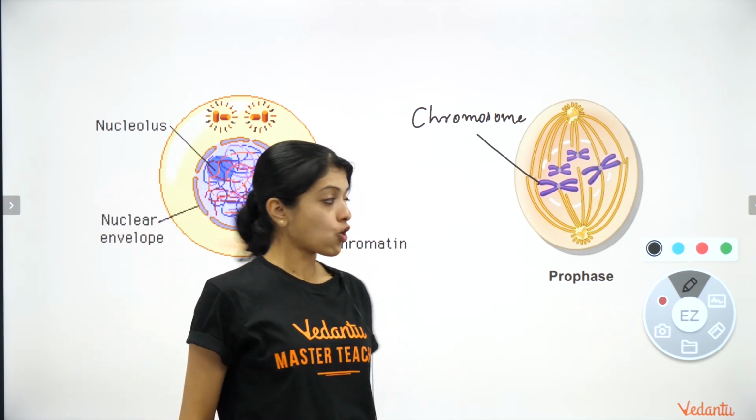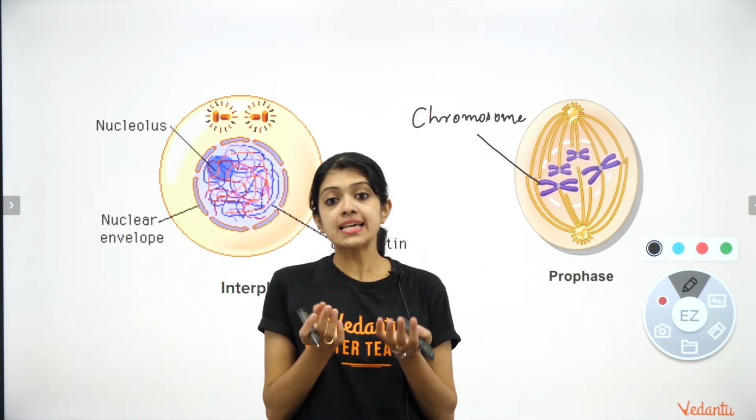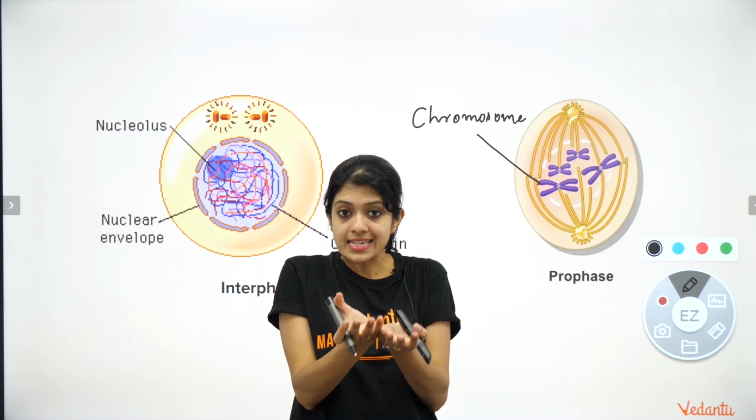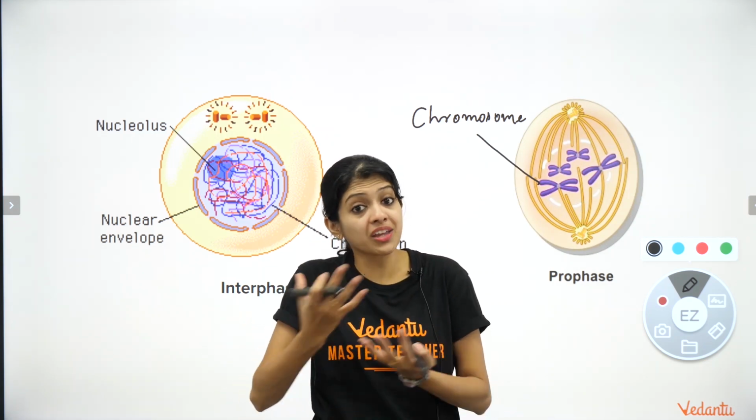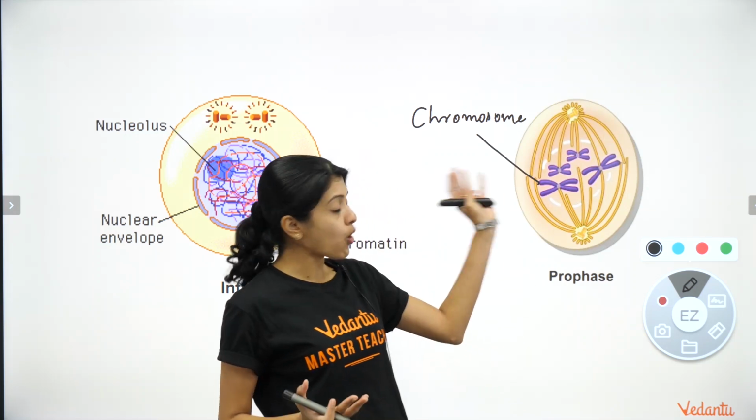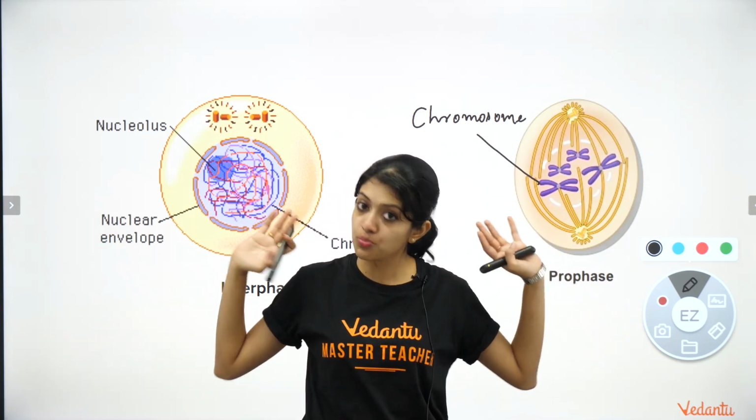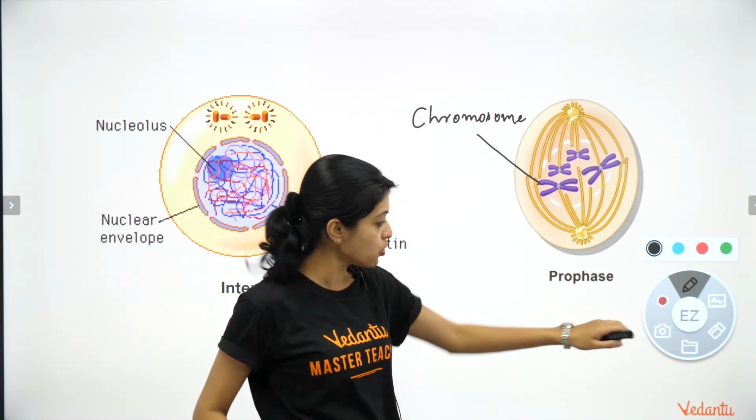Okay, because they are arranged as more systematically seen thickened condensed bodies rather than a random thread mass. Okay, so chromosome and chromatin. I hope you have got the difference between the two.